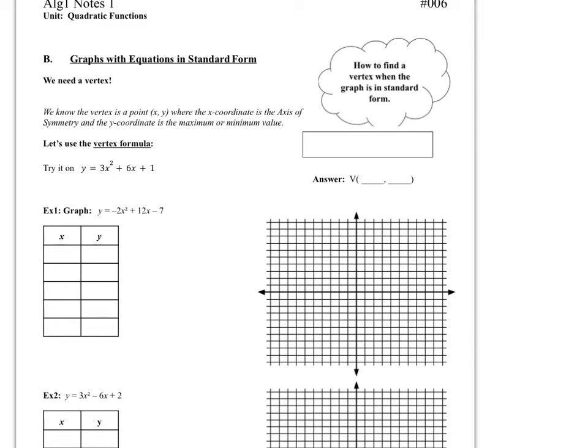So the beauty of vertex form is that it shows you the vertex. When something is in standard form, which is going to be that y equals ax squared plus bx plus c, it'll be this.